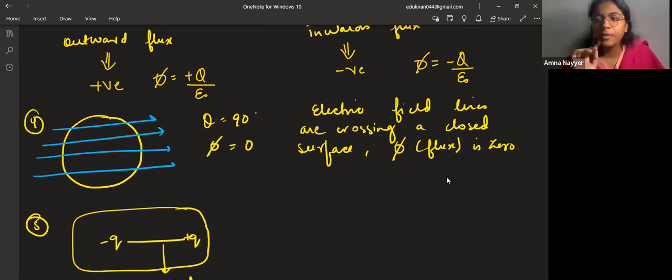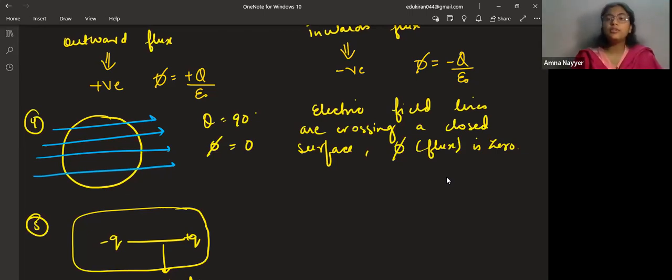Flux says that for an electric field line to be counted as electric flux, the electric field line has to be perpendicular to the plane surface, or inclined at some angle that we can calculate. If the field lines are just crossing it like this, what will the flux be? Flux will be nothing, zero.